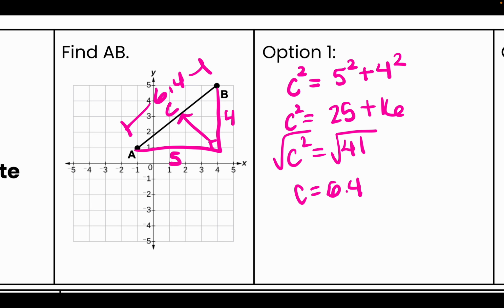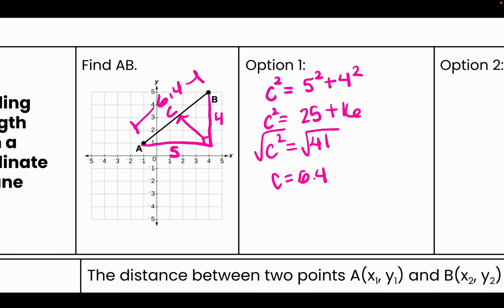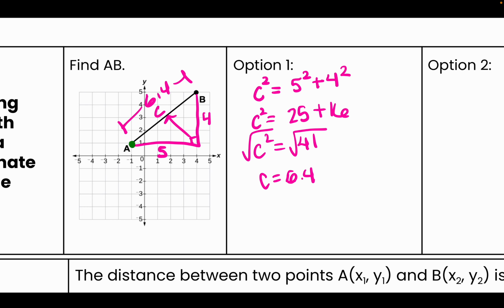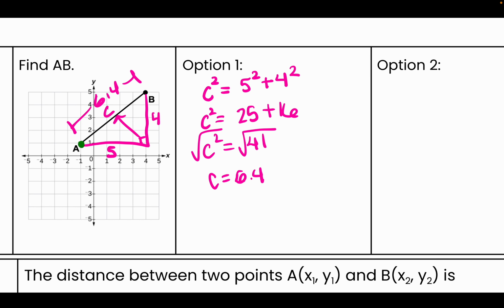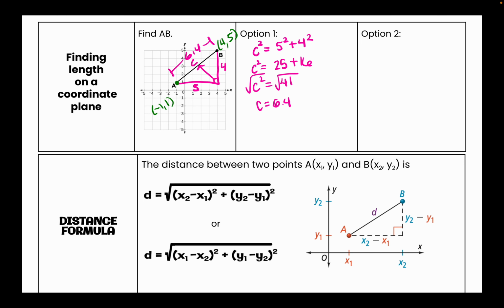Option number 2, since in option number 1 we used the Pythagorean Theorem, would be using the distance formula. So for the distance formula, we're actually going to use our coordinates. So A is at coordinate -1, 1. B is at coordinate 4, 5. So here is the distance formula. It's finding the distance between 2 points and then plugging them into our formula.